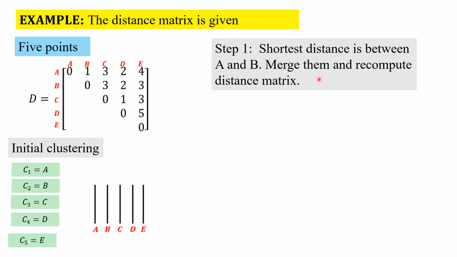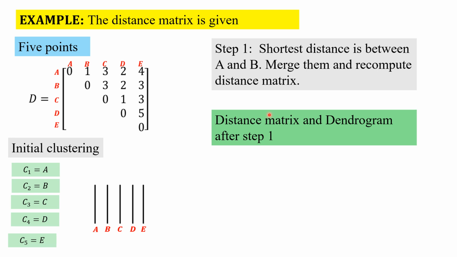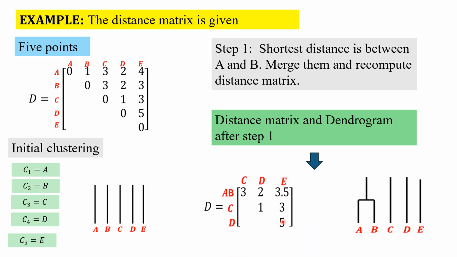So we merge AB and recompute the distance matrix. This is the distance matrix computed after this merging. Now see this value AB to C. How have we got it? We take the distance from A to C, which is 3, and the distance from B to C, which also incidentally is 3, and we take the average, which is 3 again.